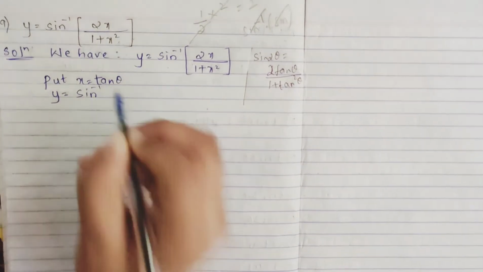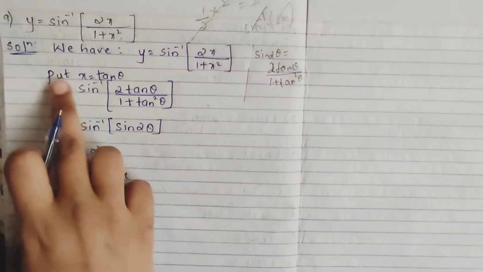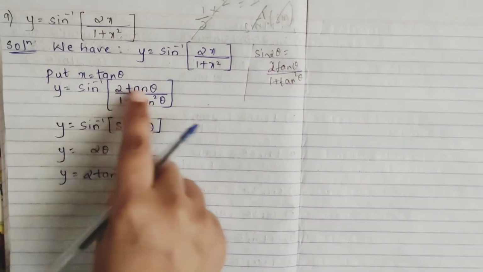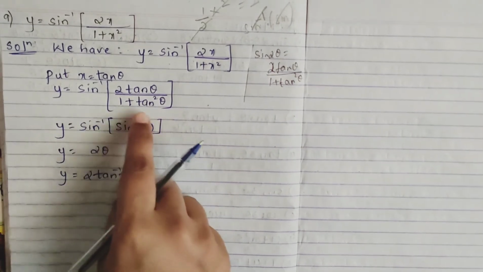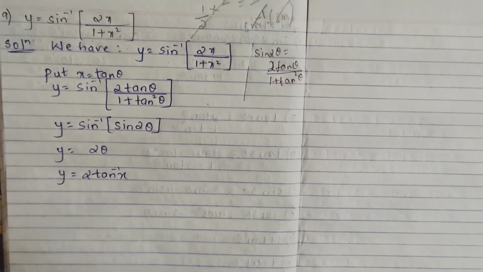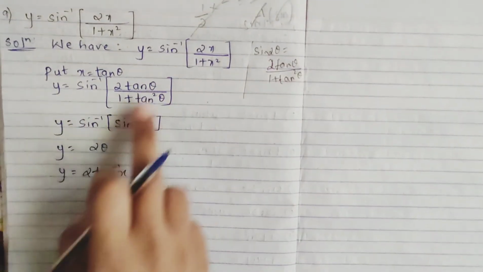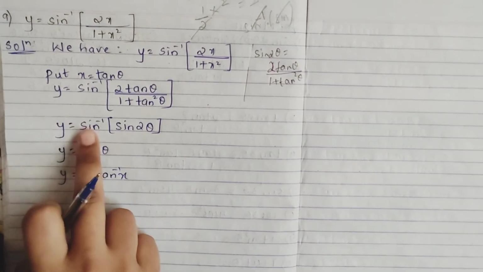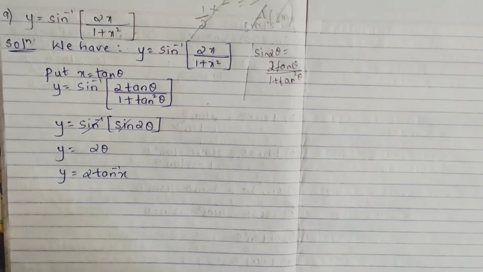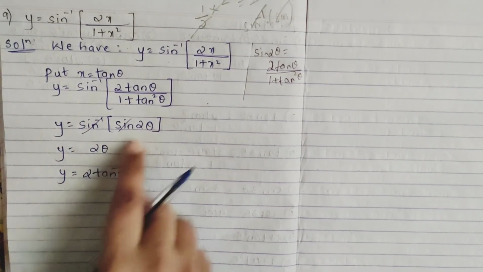Sine inverse. Here you can see I have put x is equal to tan theta, so in place of x I am putting tan theta. So y is equal to sine inverse of 2 tan theta by 1 plus tan square theta. You have this formula: sine 2 theta is equal to 2 tan theta by 1 plus tan square theta. So in place of this, it changes to sine 2 theta. Here you can see this is sine inverse and this is sine, you are getting both opposites, so the sine inverse and sine cancel. You will be left with only 2 theta.